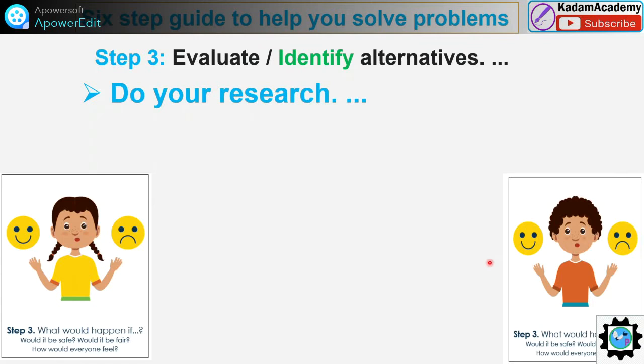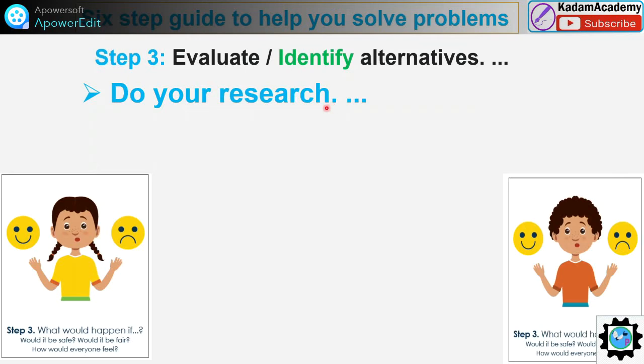They will give you a better solution, or the solution alternatives will automatically come to your mind. So do research on this one. After researching the problem, it's time to start thinking about possible alternative solutions.